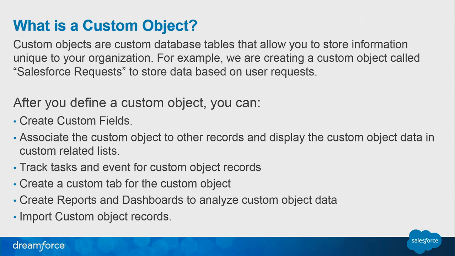And with custom objects, you have a lot of power. You get all the things that you get with a standard object. You get to add custom fields. You can associate the custom object to another object, whether it be a custom object or a standard object. You can add tasks, activities, attachments. You can create validation rules, workflow rules, approval processes, all that stuff, as well as make it available mobile in Salesforce One.